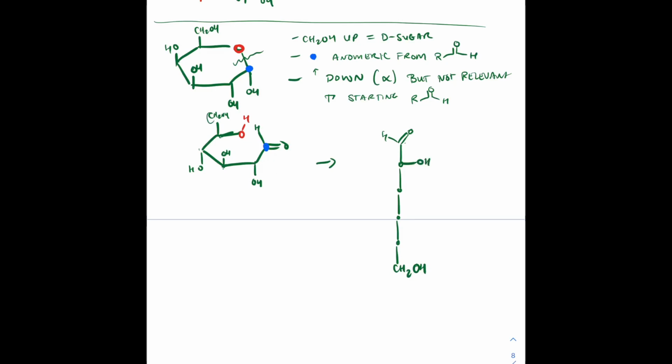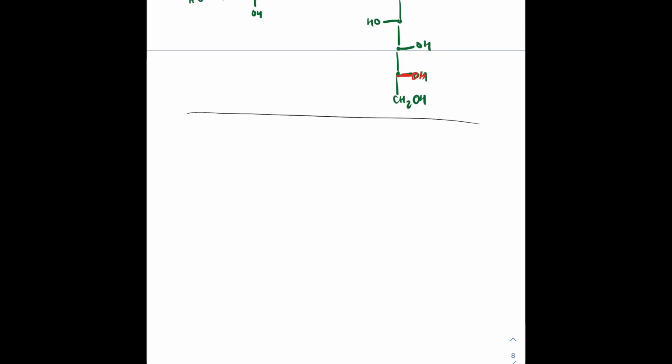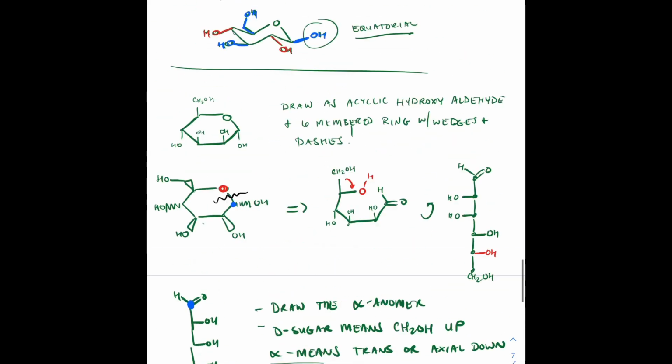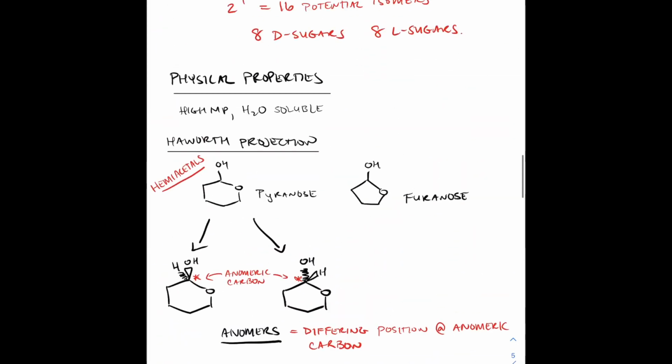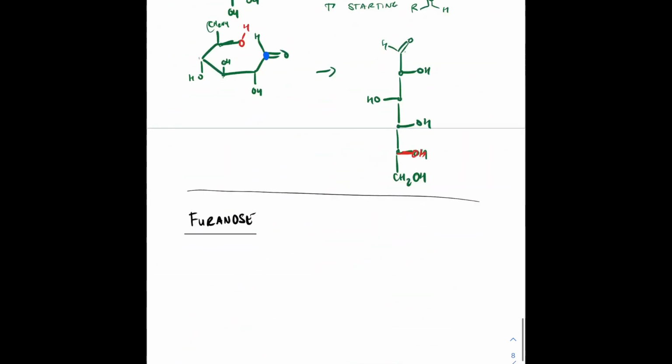Since my OHs are down, up, down, in my open sugar, we will have the hydroxyls on the Fischer projection as right, left, right, and then the red oxygen is always down in this case for the D sugars, and so it's to the right as well. So let's move on to furanose. Furanose, remember, is that five-membered ring for the sugar.